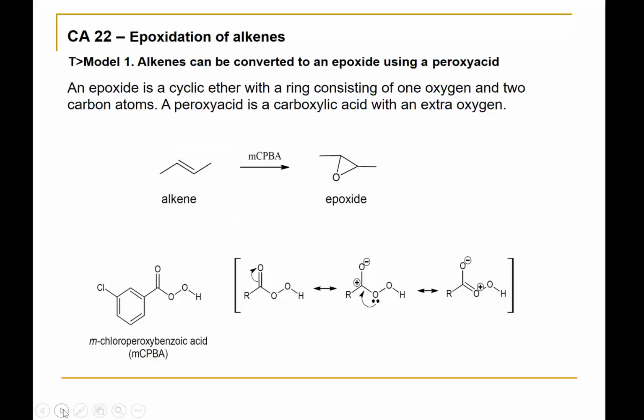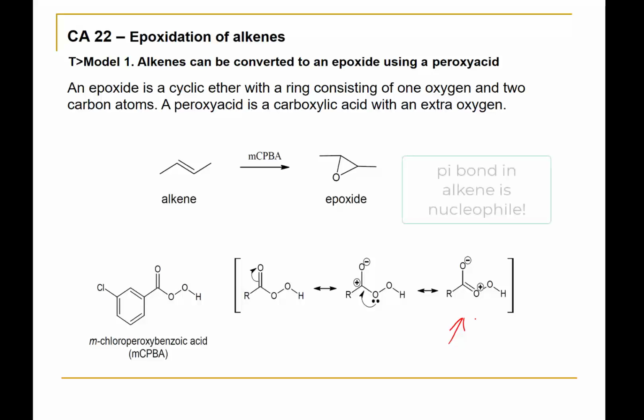Now let me show you a little bit about what's so special about a peroxide. You can see that it kind of looks like a carboxylic acid, except it has two oxygens joined. And that gives it some interesting properties. So you can see I'm writing several resonance forms for this peroxy acid. One of the resonance forms shows a positive charge on one of the oxygens.